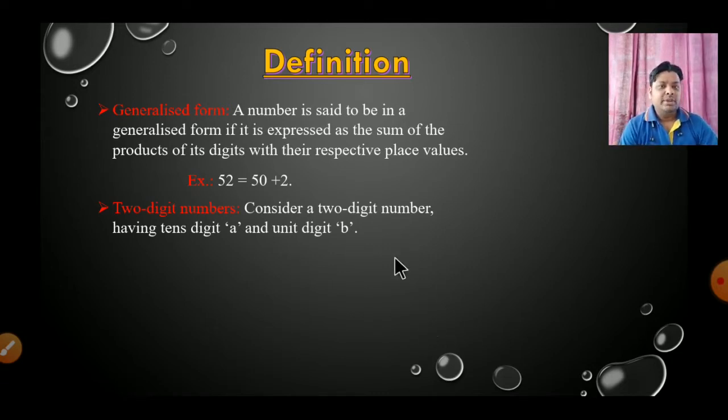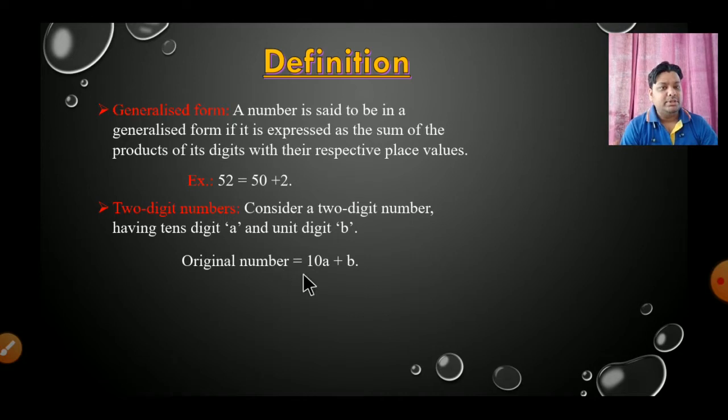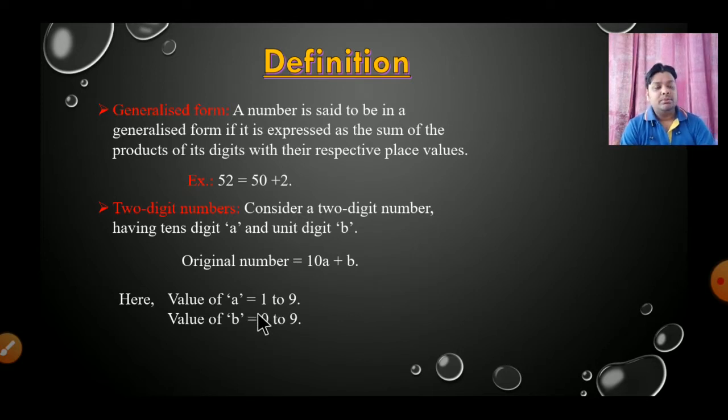So what will the original number be? The original number will be, if we multiply the tens digit with 10 and the unit digit with 1, and after that we add both, then we will get the original number. Simple. Okay. And one more thing you have to keep in mind is that the value of A has to be between 1 to 9. It can't be 0. Okay.